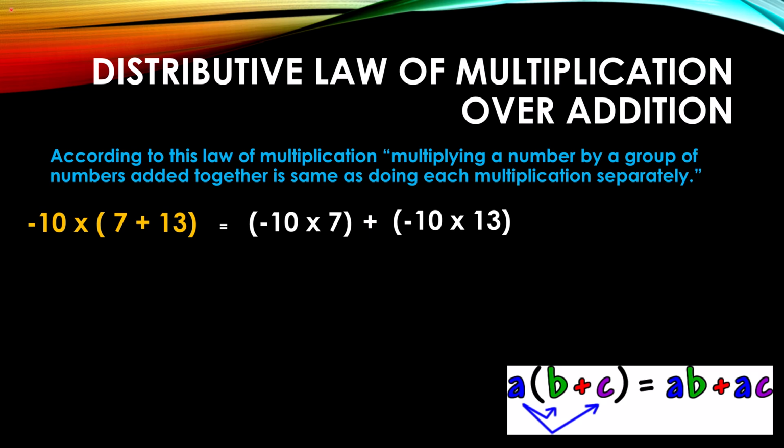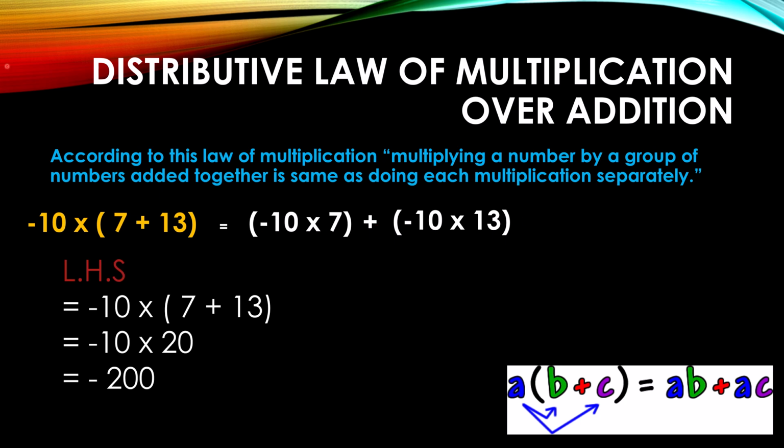Now look at this blue statement. According to this law of multiplication, multiplying a number by a group of numbers added together is the same as doing each multiplication separately. Here this negative 10 is multiplied with this group of numbers, which is equal to multiplying the number negative 10 separately by 7 and 13.